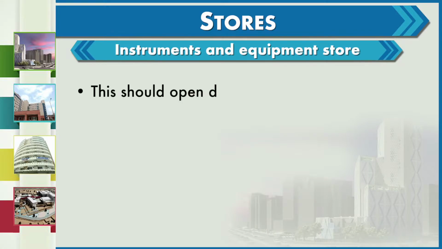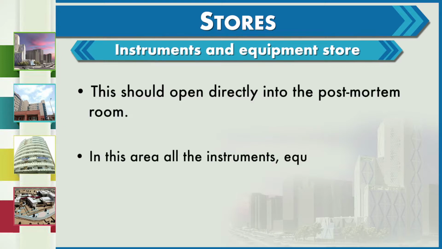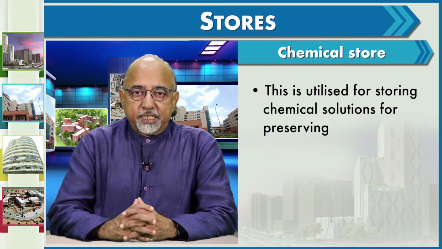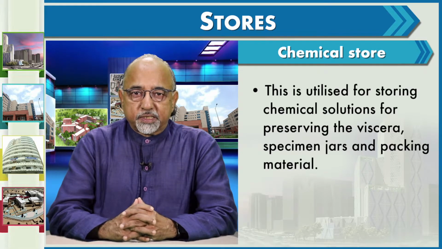Instruments and equipment store. This should open directly into the postmortem room. In this area, all instruments, equipment and reserve stock instruments, electric saw, portable trolley, mounted spotlight, etc. are kept. Chemical store. This is utilized for storing chemical solutions for preserving the viscera, specimen jars and packing material.